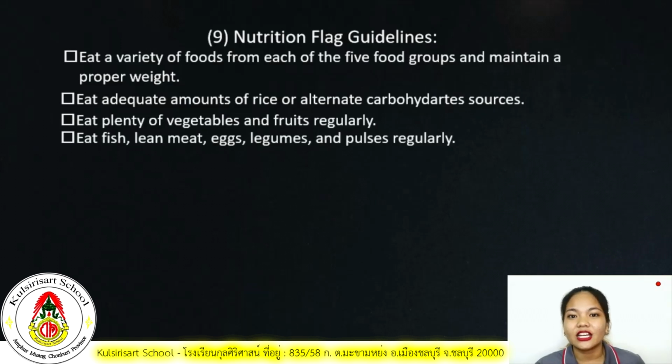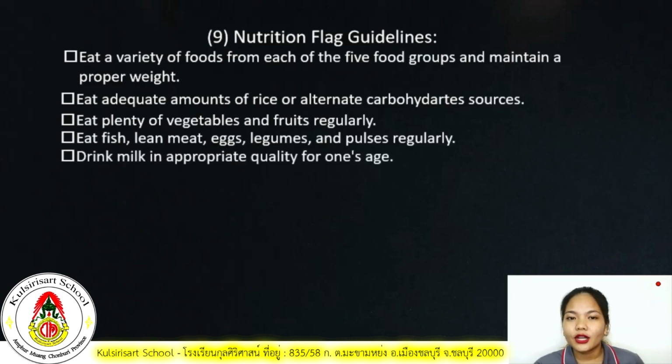So it says here eat fish because fish is rich in protein and as well as lean meat. Again, when we say lean meat, these are type of meats that have less fats in them. It says here also eat eggs because eggs is also rich in protein. And legumes, when we say legumes, this include peanuts. Okay, so these are also rich in protein.